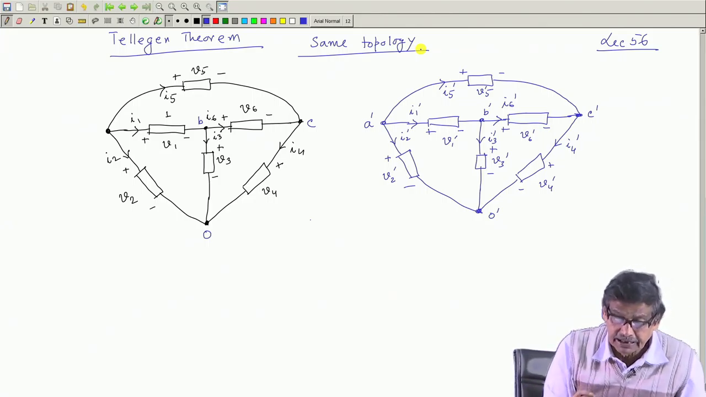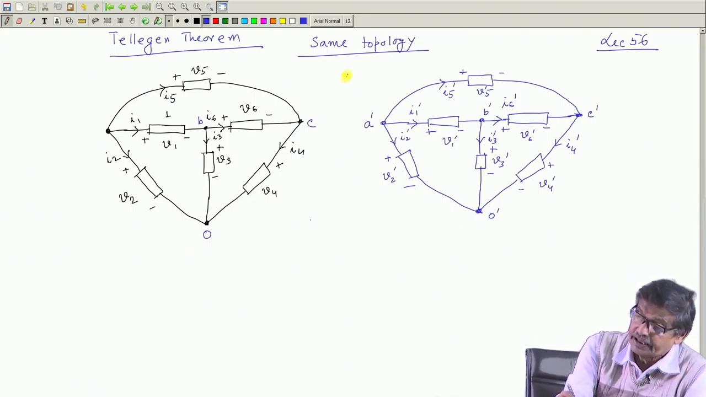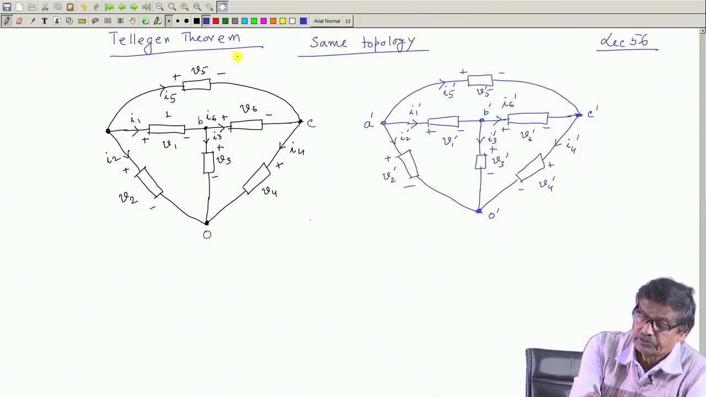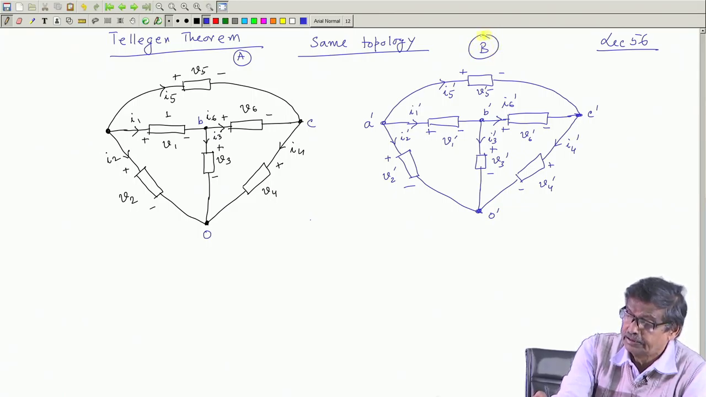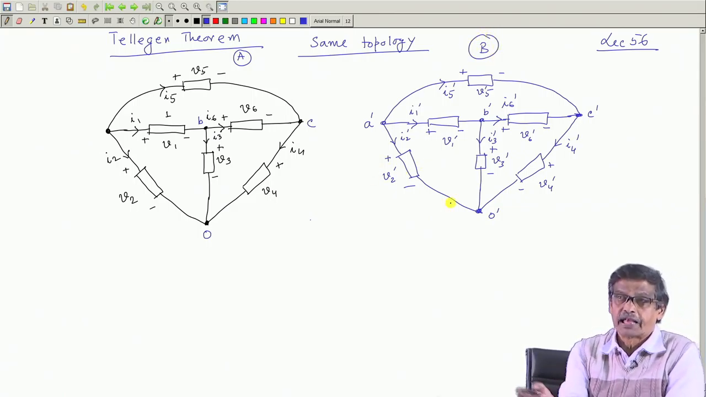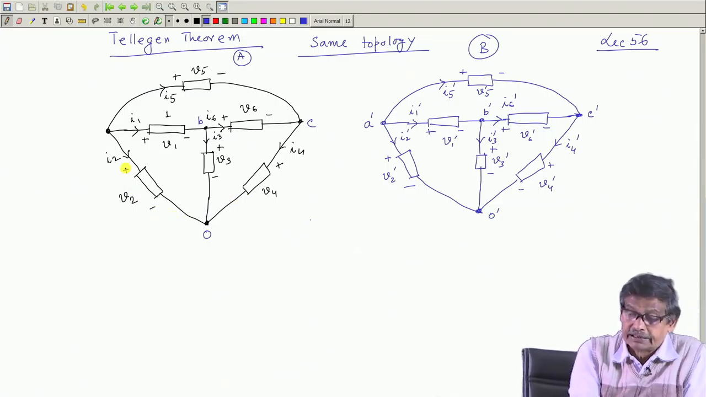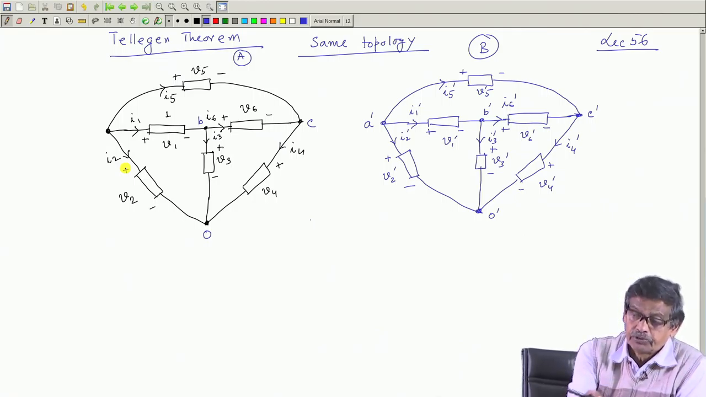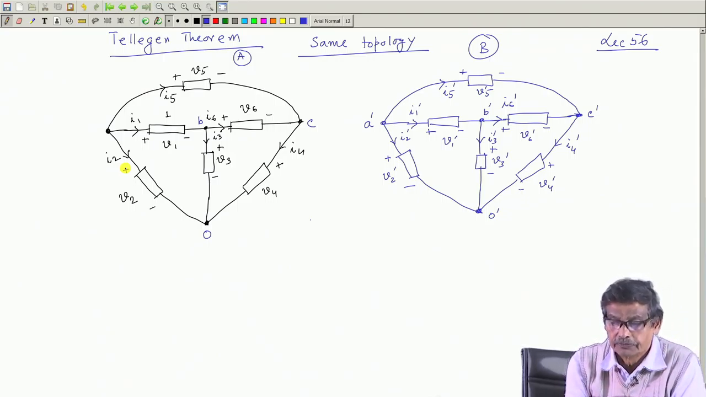Then about one thing I am certain. Suppose I forget about the second network. This is network A and this is network B, where all the quantities I have marked with primes. Now, in this network, at least this thing I know: if I calculate the total power absorbed by each element and sum them up, that must be equal to 0.